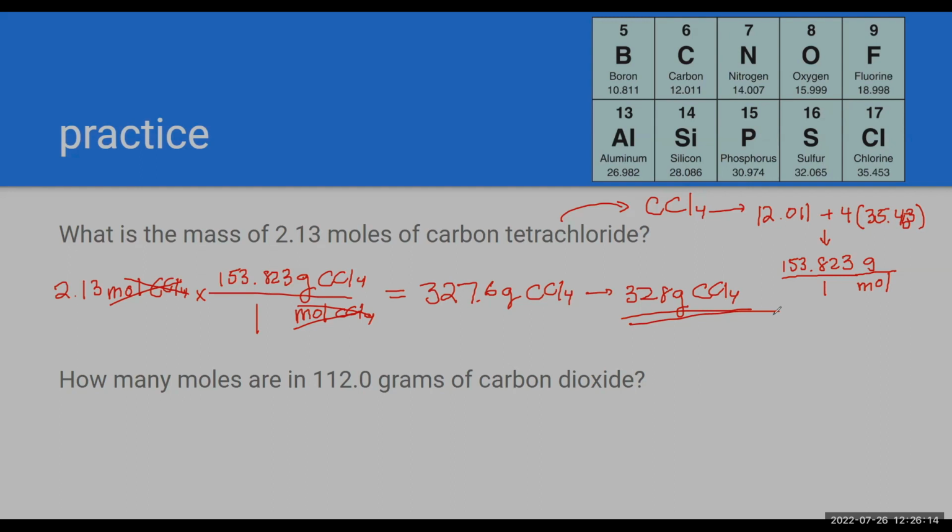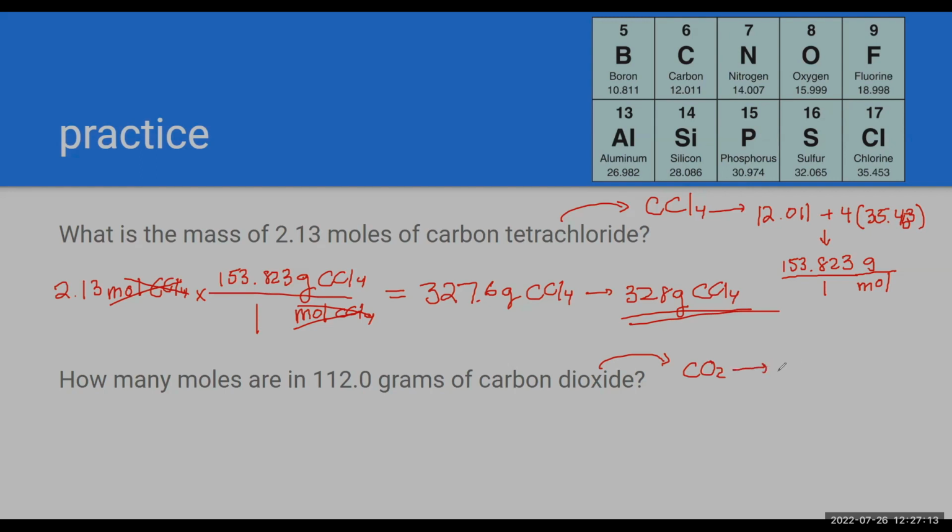All right, the next question, I'm going to give you about 30 seconds. It's going to be asking how many moles are in 112 grams of carbon dioxide. So how many moles are in 112 grams of carbon dioxide? Once again, I like to start off with just immediately breaking down the molecular formula and getting the mass. So carbon dioxide has a molecular formula of CO2.